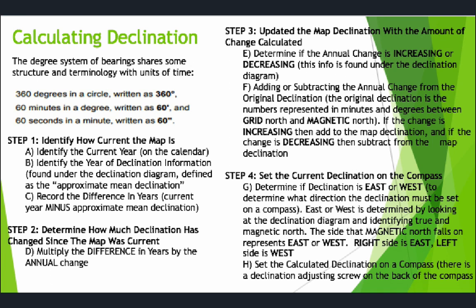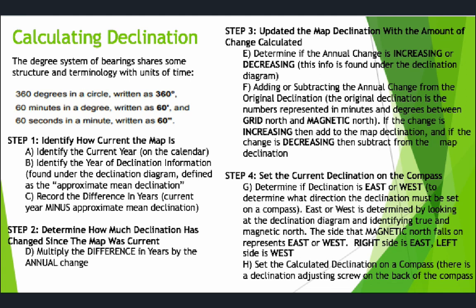Next is to identify the year of declination information. Once again, this information is found under the declination diagram, and it is defined as the approximate mean declination. Finally is to record the difference in years. That is, the current year, for example, 2020, minus the approximate mean declination.